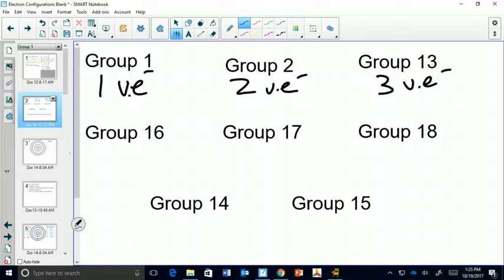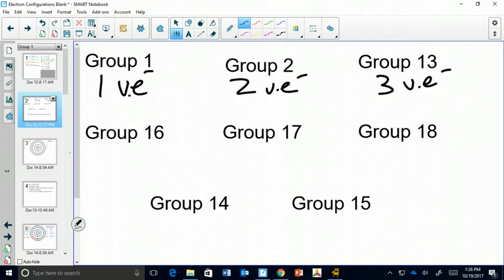Wait, what? Groups 3 through 12 don't follow the rules. I can't say group 3 always has 3 or group 4 always has 4. It changes. We'll talk about the why to that. So we ignore them for now. We're talking about the main group elements, the representative elements from yesterday. They follow the rules. High school chemistry students love them because they behave. Cool. We'll skip over to group 16.